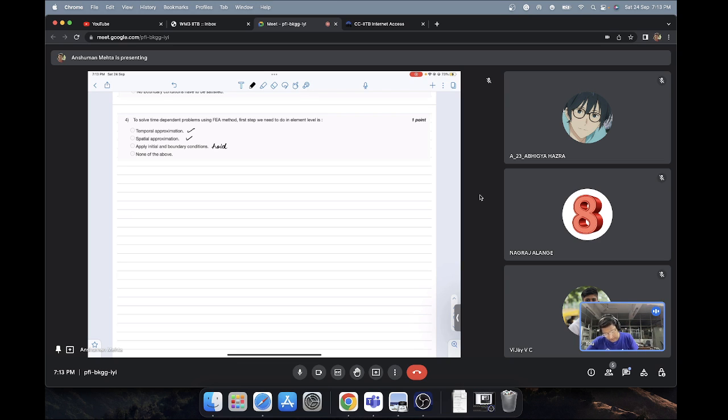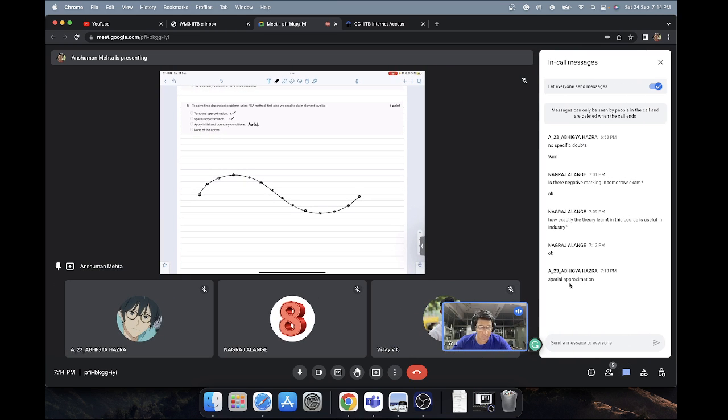Okay, so let's take an example of a string. Let's say this is a string, and let us provide some nodes. You can write the answer in the chat. For example, A, B, C, D. Spatial approximation, correct. So the answer is spatial approximation, but I'm giving the feeling of why spatial approximation is needed.